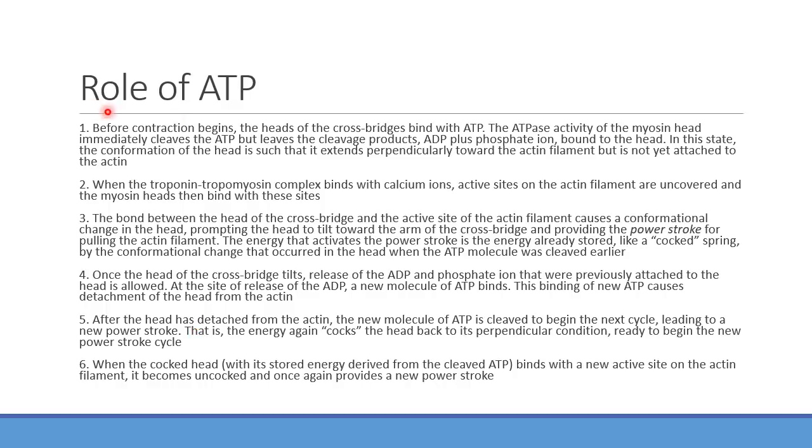So basically, before the contraction occurs here, you're going to find the heads of the cross bridges are actually going to bind with ATP. So the myosin heads themselves are going to bind to ATP. We're going to say that the ATPase activity of that myosin head is then going to cleave it into ADP and phosphate, and that stays bound onto that myosin head for the time being. Okay, this is what puts it into the cocked position where it's kind of ready to go. As soon as the actin is exposed, the ADP site's exposed, that's when the actual movement can occur here.